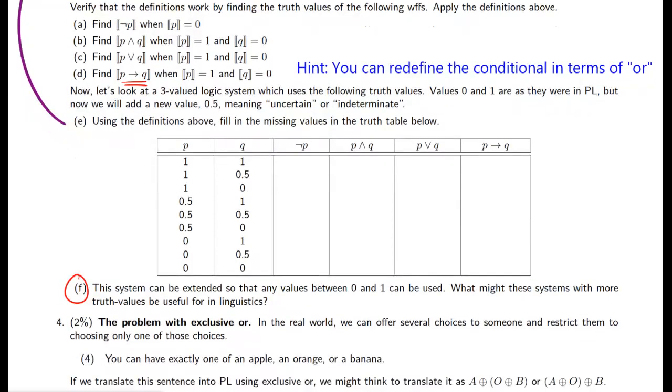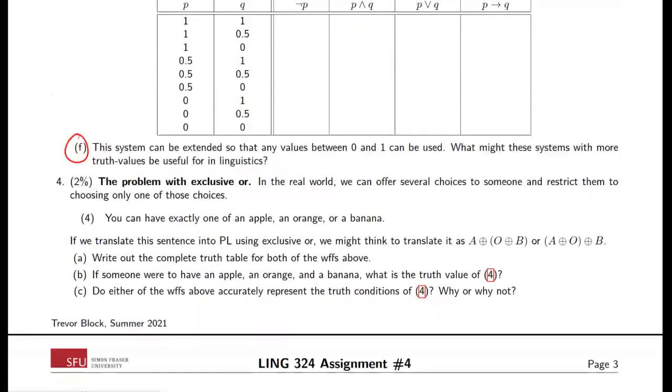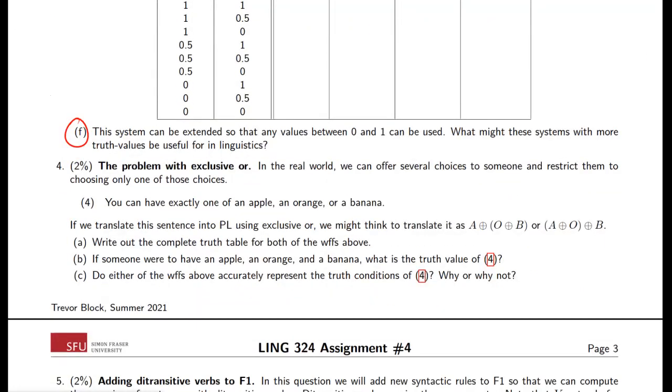So this is where you'll have to use your linguistic brain to think of what other values, like if you had a 0.5 or a 0.25 or a 0.9, why might you use those? When might you use those? Okay. Question 4, the problem with exclusive or.